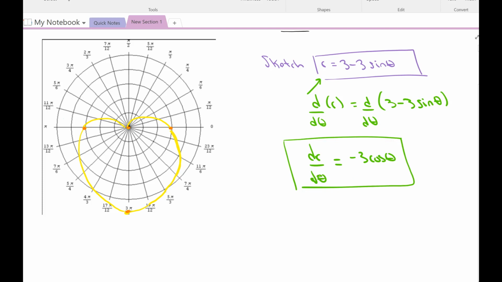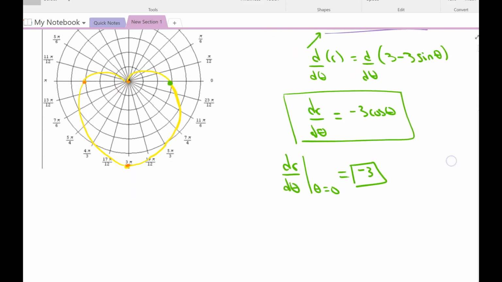But now I'm going to ask you this question. How about dr d theta at theta equals 0? And when we calculate this derivative, dr d theta at theta equals 0, we're going to get the value negative 3. And let's talk about what this means. So this negative 3 here is absolutely not the slope of the line tangent to this cardioid at this point when theta equals 0. All right? We have to understand what the derivative means.